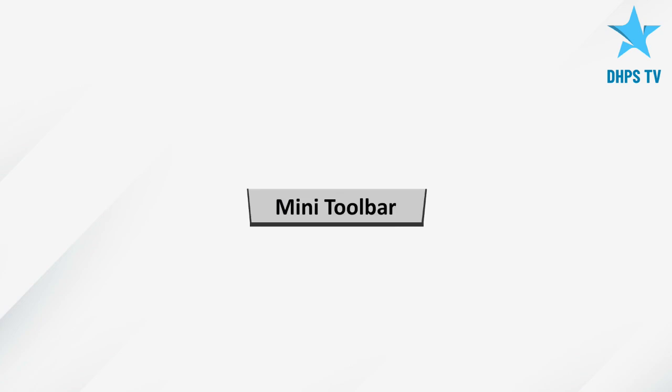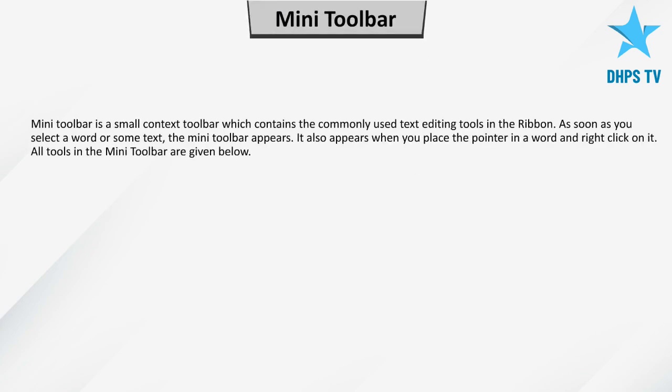Mini toolbar. Mini toolbar is a small context toolbar which contains the commonly used text editing tools in the ribbon. As soon as you select a word or some text, the mini toolbar appears. It also appears when you place the pointer in a word and right-click on it. All tools in the mini toolbar are given below.